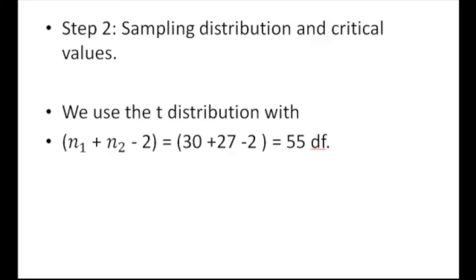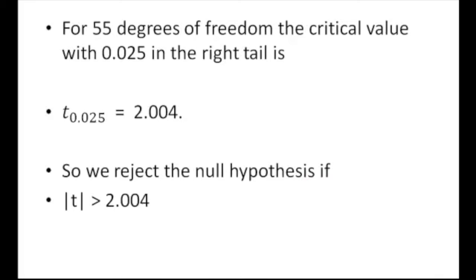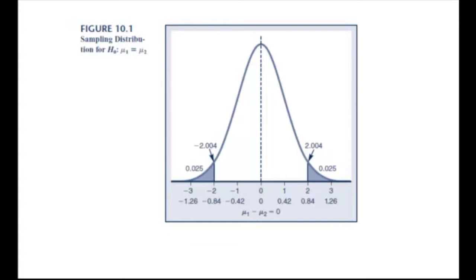Step 2. Sampling distribution and critical values. We use the t-distribution with n1 plus n2 minus 2, or 30 plus 27 minus 2, which is 55 degrees of freedom. For 55 degrees of freedom, the critical value with 0.025 in the right tail is t.025, which is 2.004. So we reject the null hypothesis if the absolute value of t is greater than 2.004. The critical values are illustrated in the picture of the t-distribution on 55 degrees of freedom.